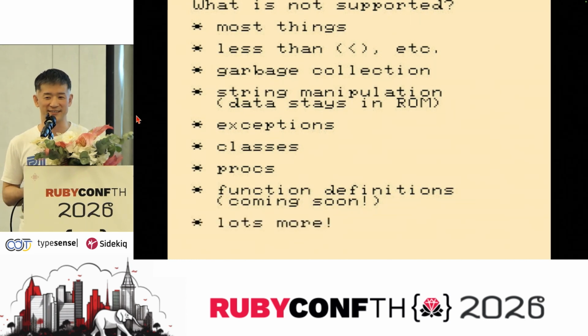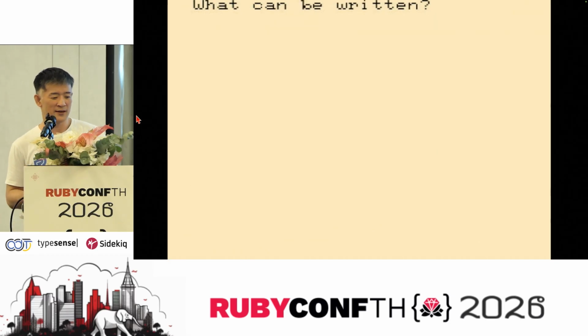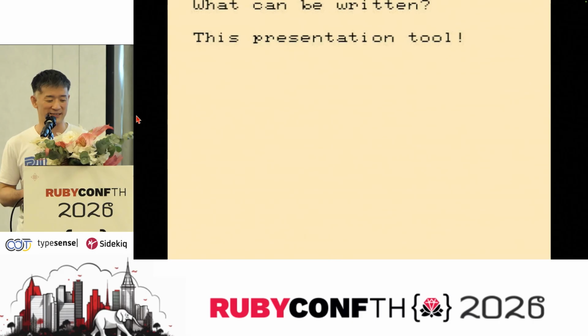And lots more things. As I said, most things aren't supported. Guess what? Fiber, threads, eval, no way. So what can be written, you might be wondering, with this limited VM? Well, this presentation tool is actually running on my VM. And actually, I used a real mruby compiler into bytecode.